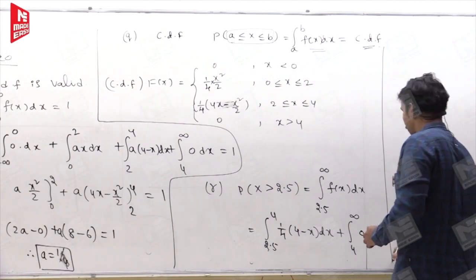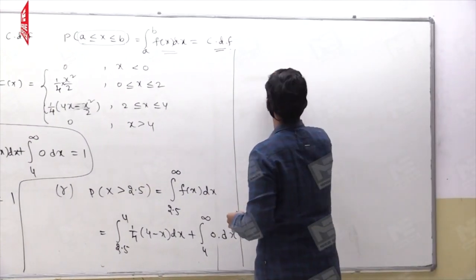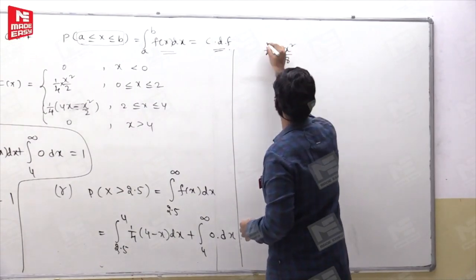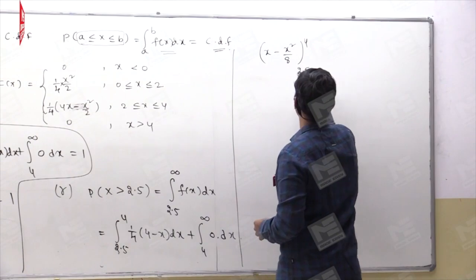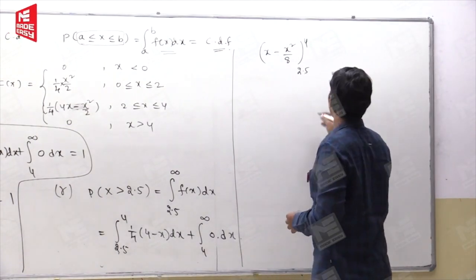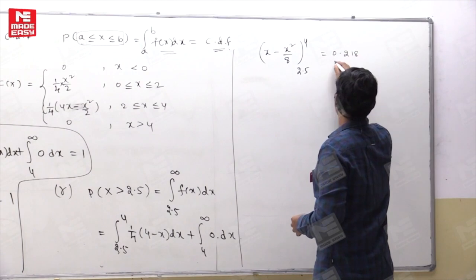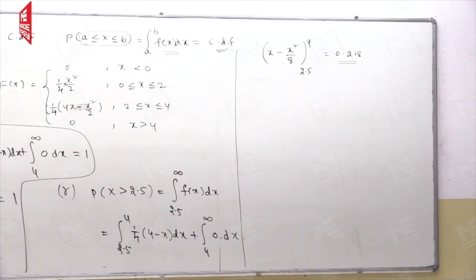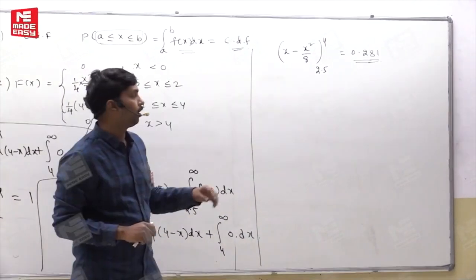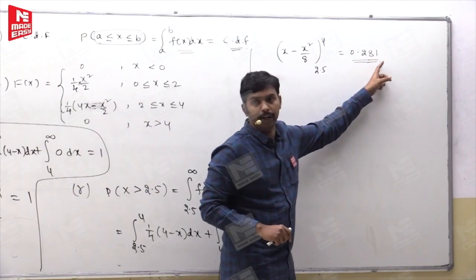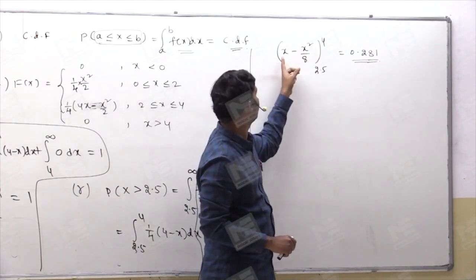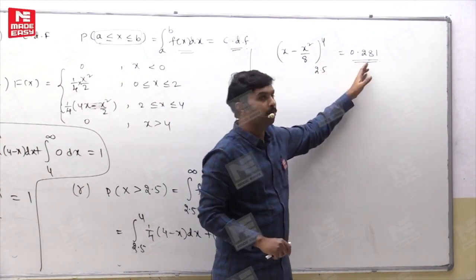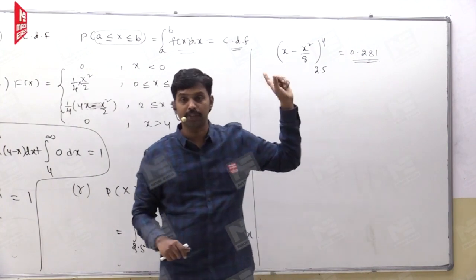Now integrating this, the 1 by 4 gets cancelled. It is x minus x square by 8 from 2.5 to 4. So you are going to get it as 0.218. Sorry, it's not 218, it is 0.281. After simplifying all this by substituting, 4 minus 4 square 16 by 2 and so on, upper limit minus lower limit, you get 0.281 as the answer for that question.